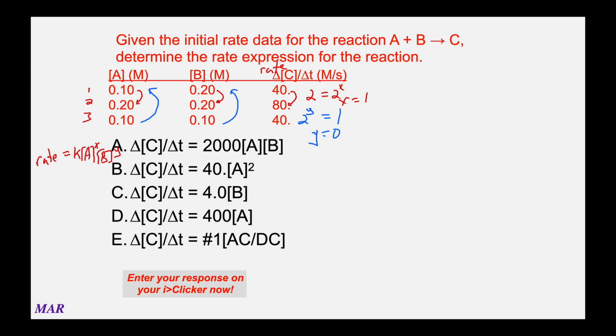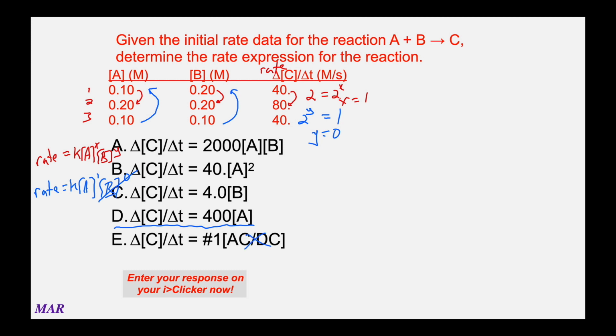So at this point, let's go back and rewrite this rate a little bit. Rate equals K times A to the first power and B to the 0 power. But anything to the 0 power is just 1. So really you can write this then as just rate equals K times A to the first, or rate equals K times A. And if you look through all of those options, the only one with A to the first power is this one right here.